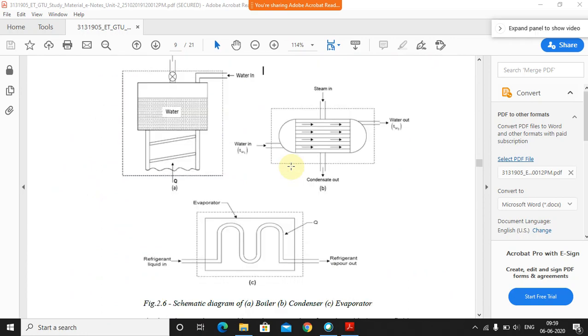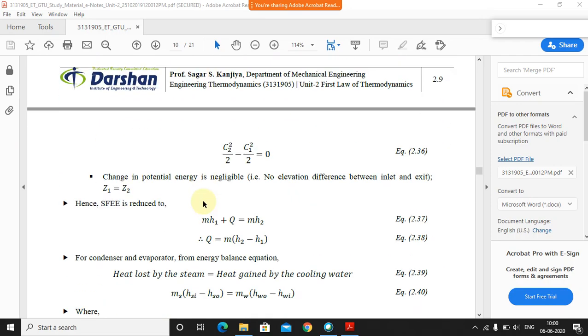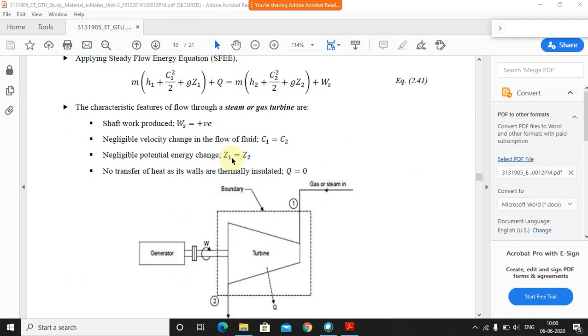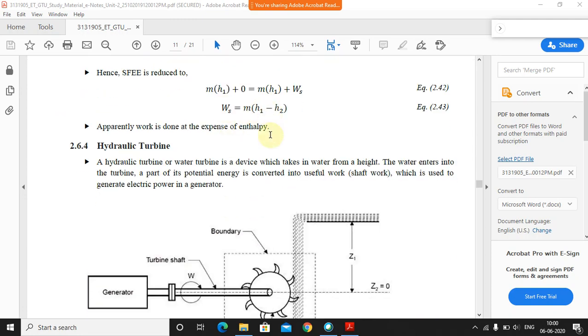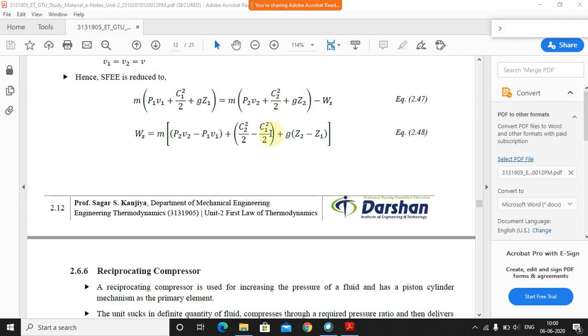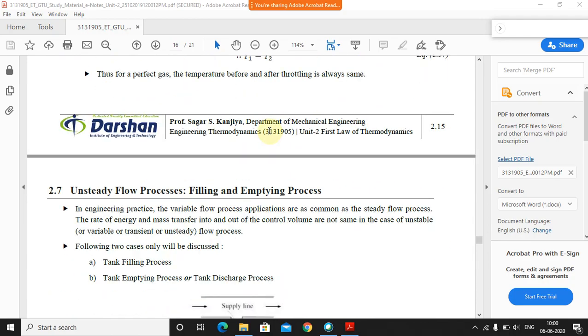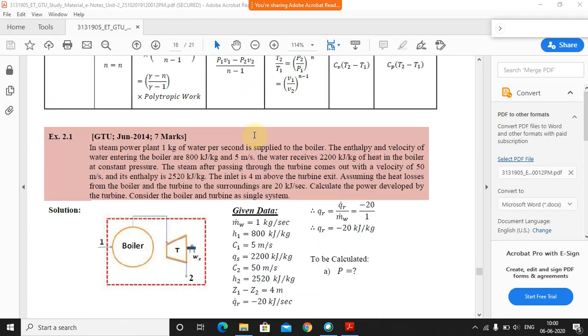Now for the boiler, the equation is this. And for the steam turbine, what is the equation? That is Ws is equal to. But still, what we will do, we'll consider the whole equation, because the system is given, and based on that we will put all the values over there, right?